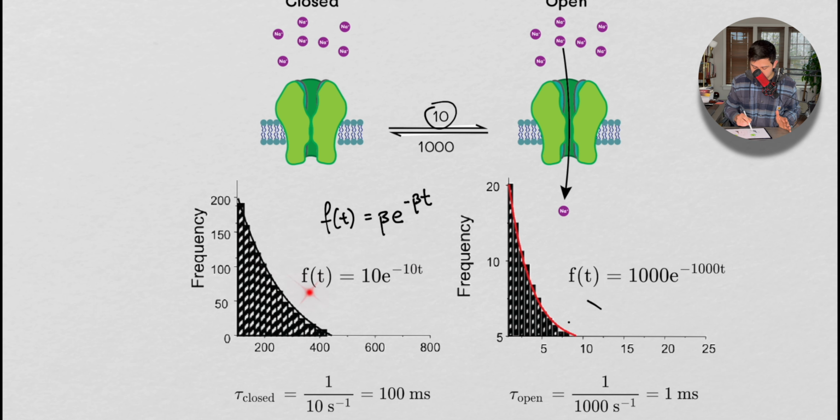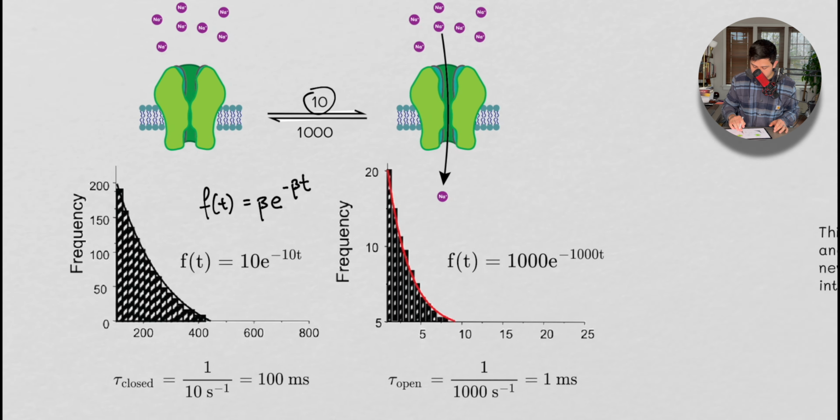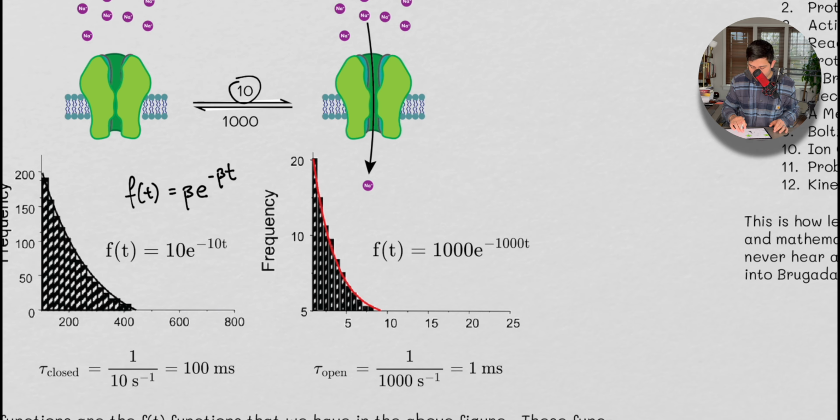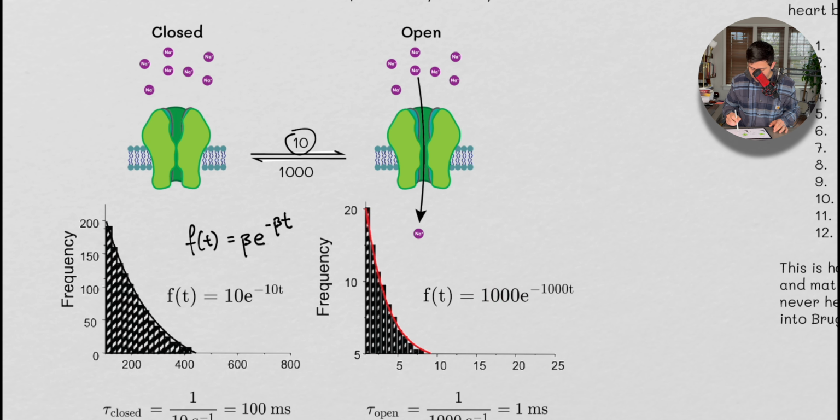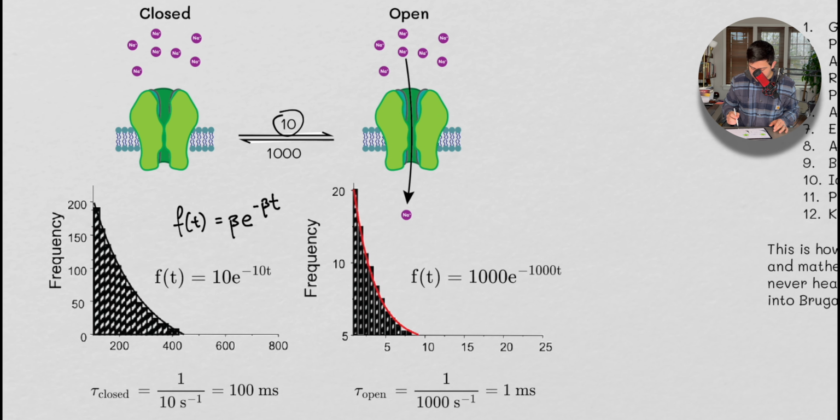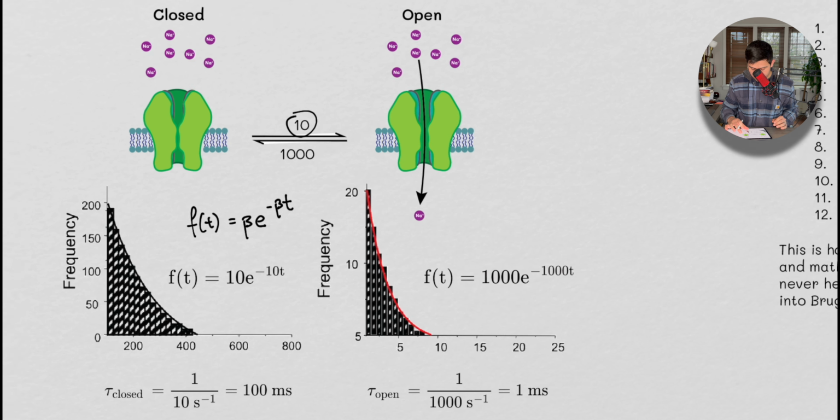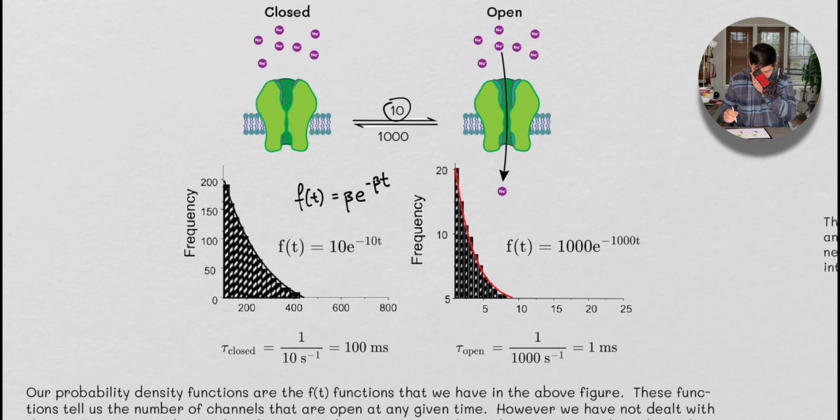So this is our function, right? In this specific case, we have f of t equals this guy right here, 10 e to the minus 10t. Similarly, we have f of t in the open case, where we have 1,000 e to the negative 1,000 t. Right, we can graph these.